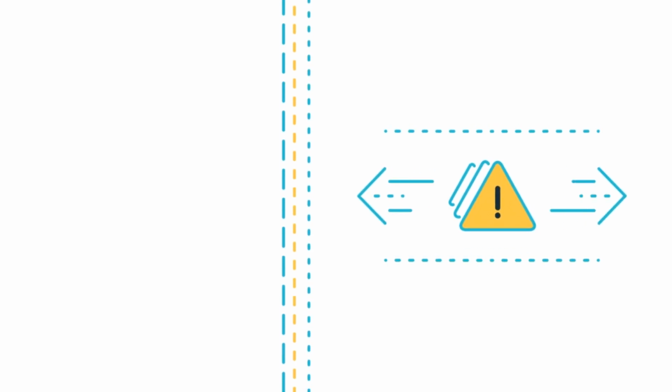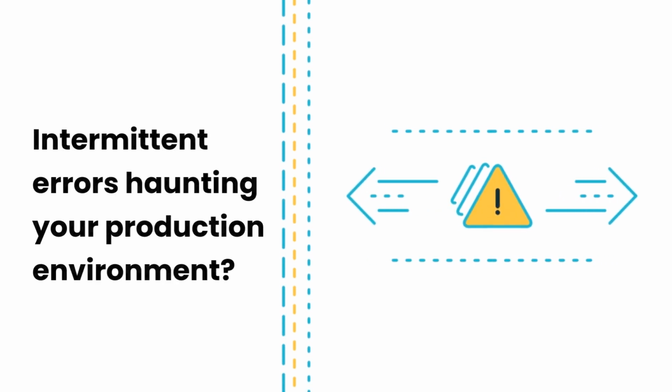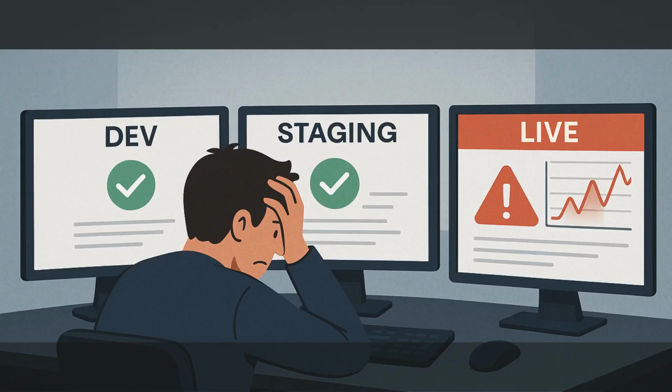You've received reports of an intermittent error happening in production. Say, a null pointer exception or incorrect output being returned from a specific endpoint. You've tested it in dev and staging, but the bug only appears in production. It's affecting users, but you can't take the app down to investigate.